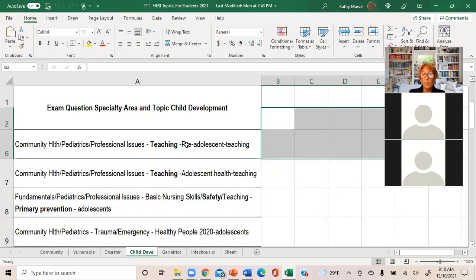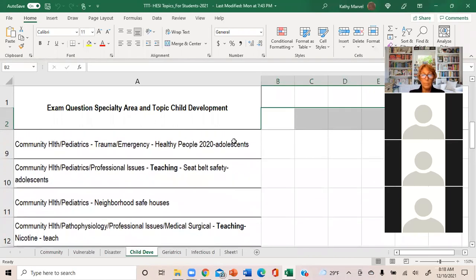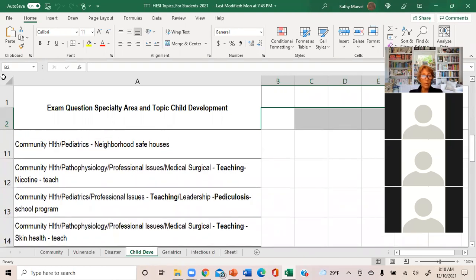What do we do as far as teaching, pre-adolescent teaching, health teaching? That's right back in our HESI study guide, going through the first section of populations throughout the lifespan. Healthy People 2020 on adolescents, that came up. Seatbelt safety came up. What might we get asked about neighborhood safe houses? What's important about those? Okay, I'm just going to keep moving through.